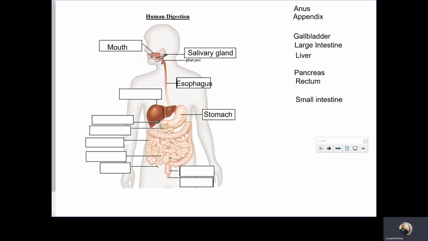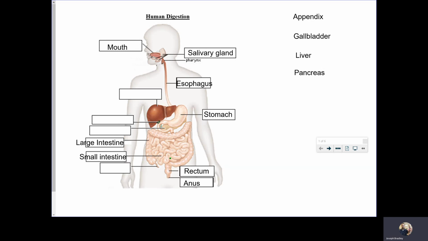Then the food enters from the stomach into the small intestine, which is labeled here. After that, it enters the large intestine. And then finally, again, not really much left over of the food by the time it gets to the rectum, and then finally where it exits is going to be the anus.